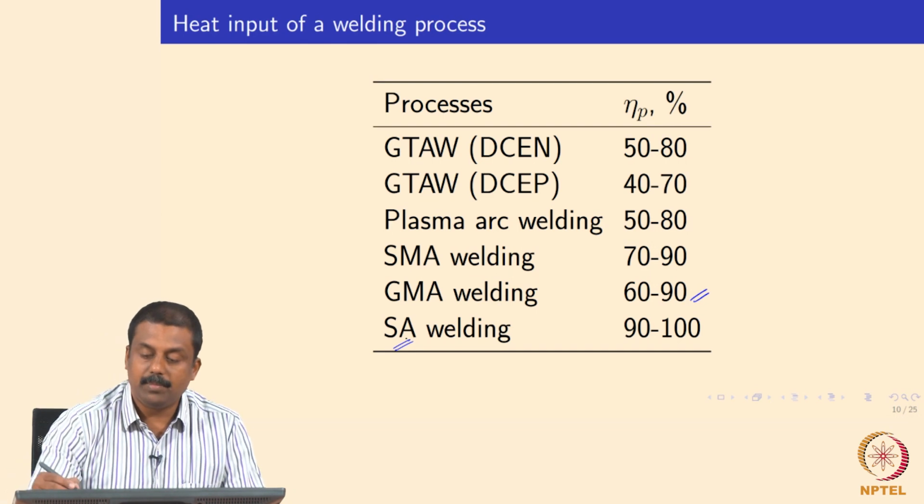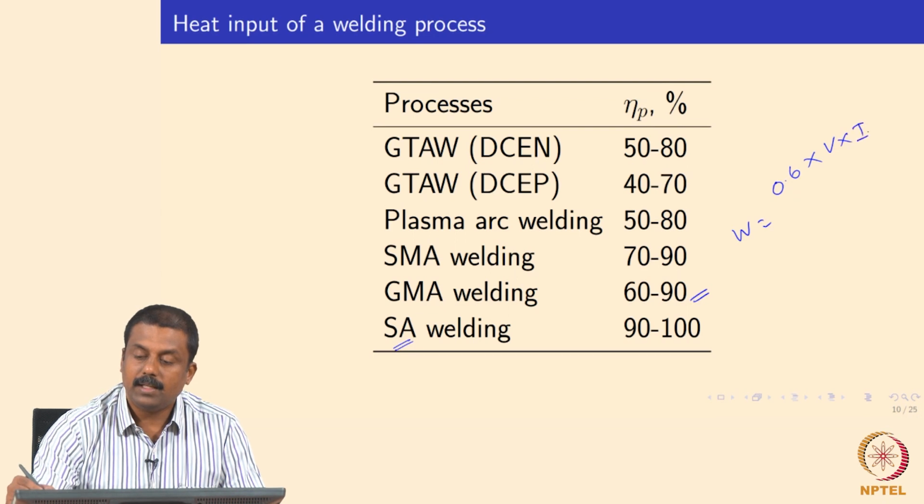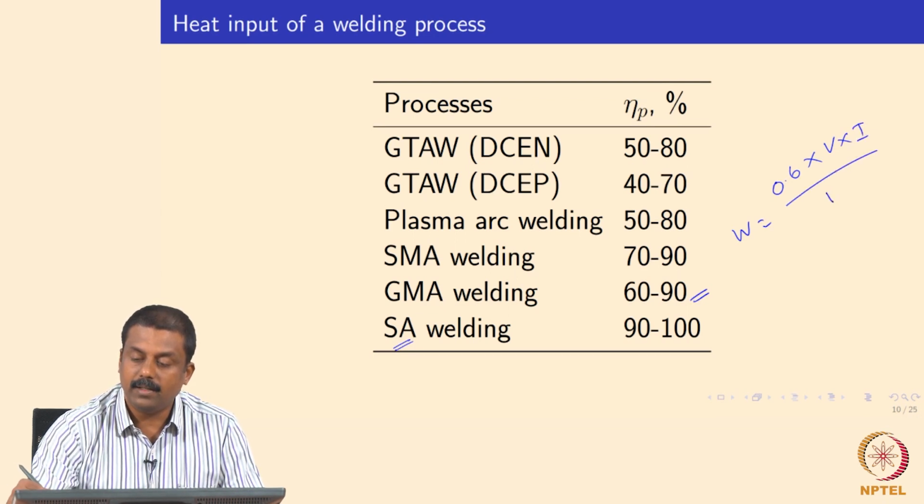So we can calculate the heat input from the efficiency. For example, if you assume say 0.6, then you can use a voltage, which can be the instantaneous voltage or the mean voltage, and then the current over the velocity, and that will give you the amount of heat that is generated in joules per mm.